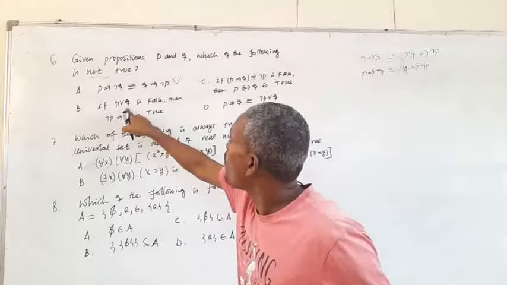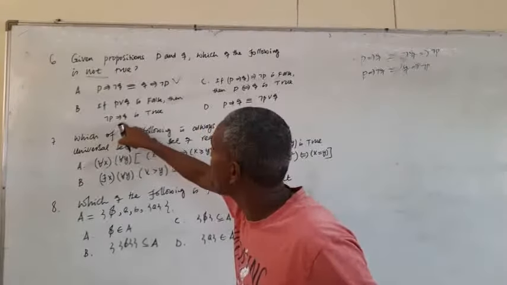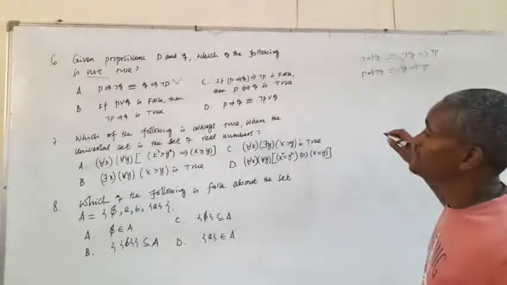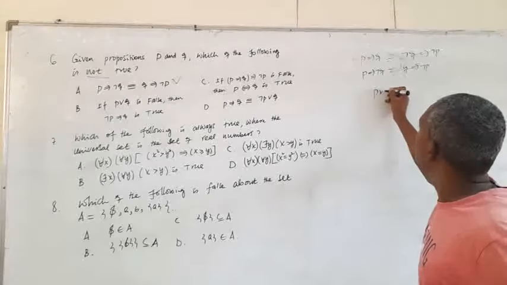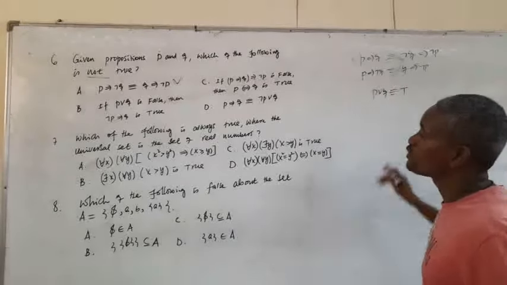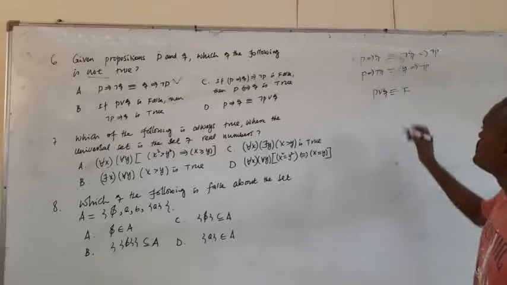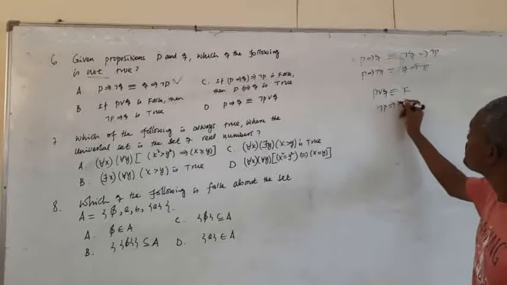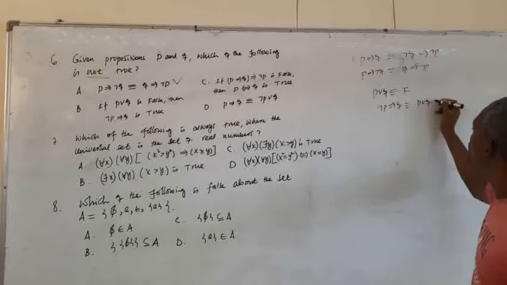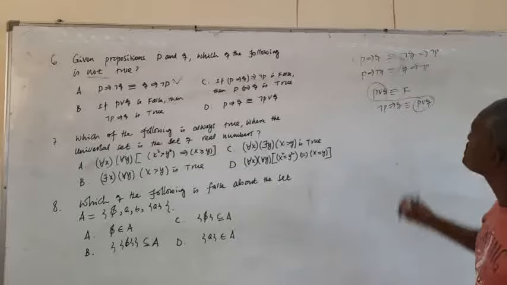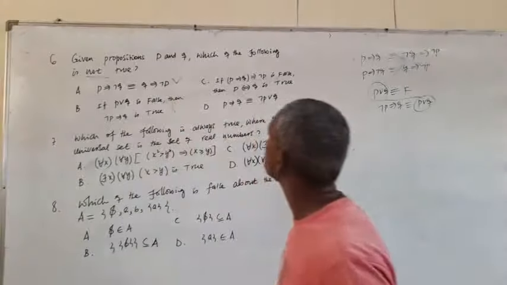If P or Q is false, then negation of P implies Q is true. Is that true? So if P or Q is a false statement, then negation of P implies Q is equivalent to P or Q, which is the same as this one. Therefore, it's not true.